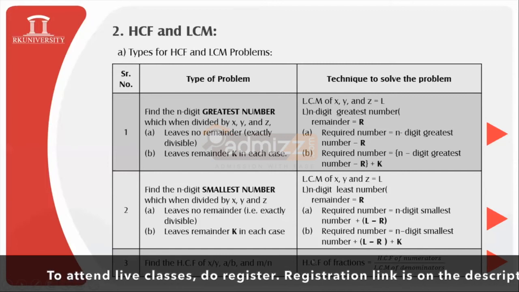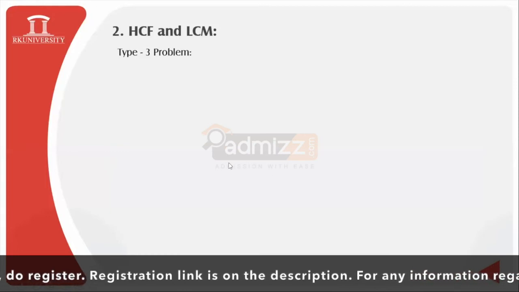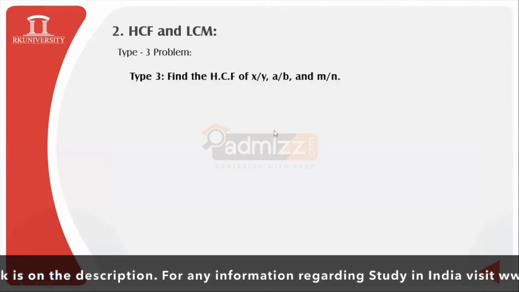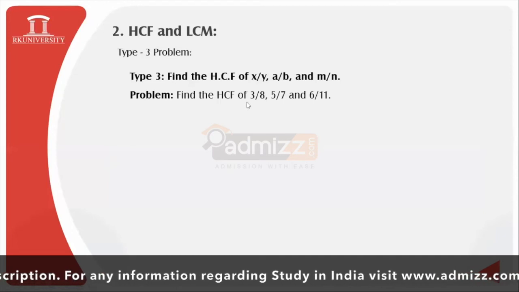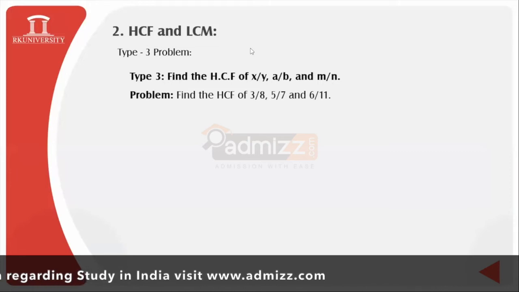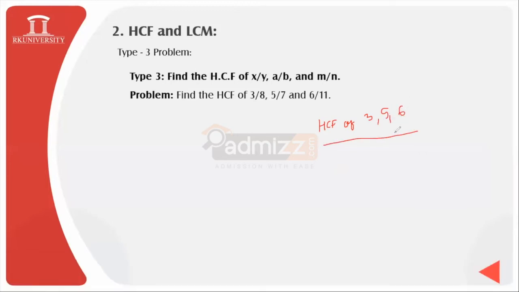Now to have a better understanding of this particular type, let me quickly redirect you to the problem which is based on this type, that is finding the HCF of fractional values. The problem offered is: find the HCF of 3 upon 8, 5 upon 7 and 6 upon 11. So what is the step involved in simplification? We'll find the HCF of numerators, that is 3, 5 and 6, and then we'll find the LCM of denominators, that is 8, 7 and 11.